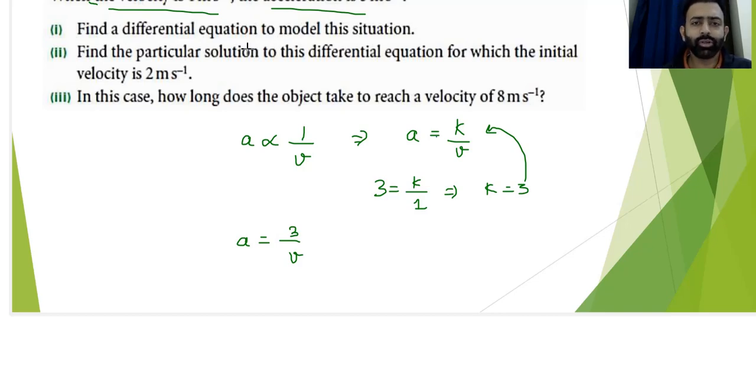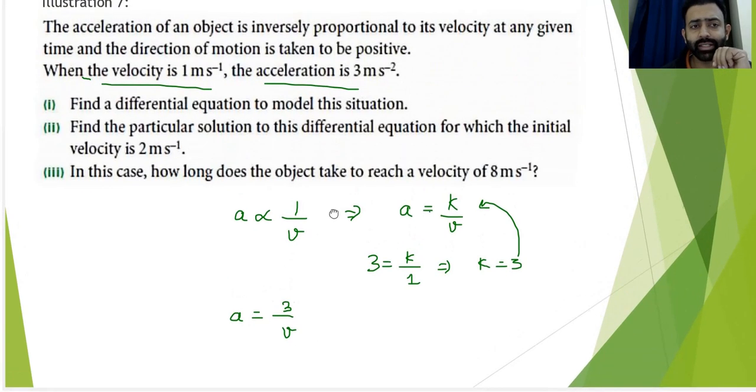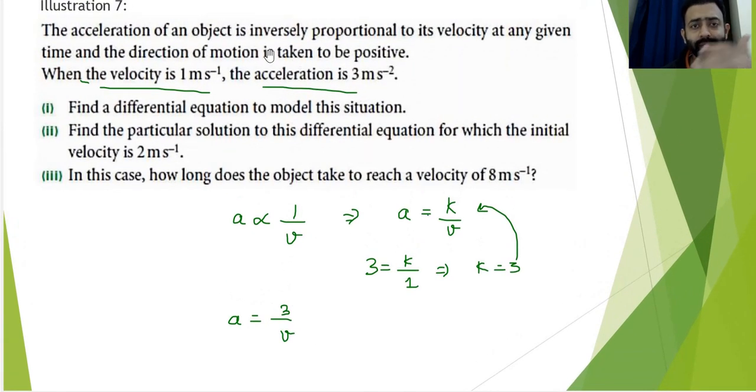What do you mean by that model this situation? It means at a particular instant, it is given that if the value of velocity is 1, then acceleration is a. But in the question it says that the acceleration is inversely proportional, which means as the value of velocity is increasing or decreasing, acceleration is also changing. So acceleration is not constant. That means this is changing with respect to velocity.